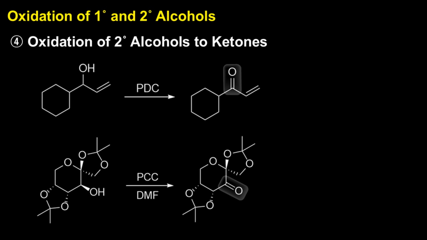Now let's talk about some milder options, like PCC or PDC. They oxidize secondary alcohols to ketones under gentler conditions, which is super helpful when you're dealing with sensitive or complex molecules. Even bulky structures react smoothly, like the example here with PCC and DMF. So with these reagents, you get both selectivity and control.